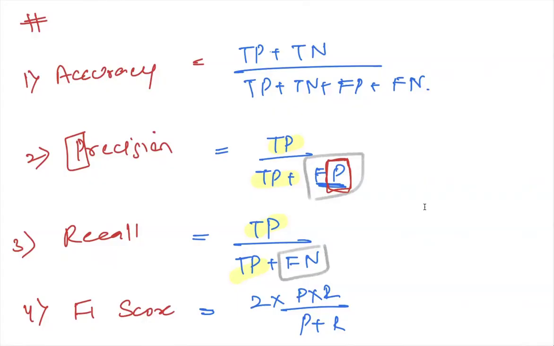These two formulas are straightforward. People just get confused between these two formulas in general. And I told you the trick. Always remember, when you have precision, you have false positive. When you have recall, you have false negative. Is this clear? Please tell me, is this clear?